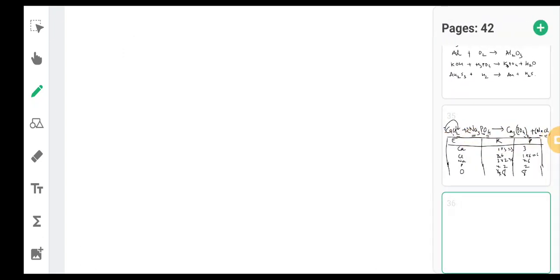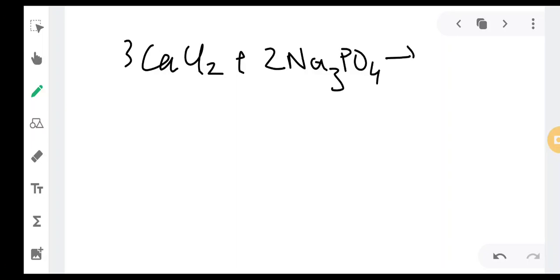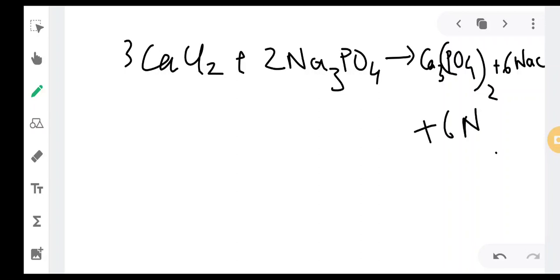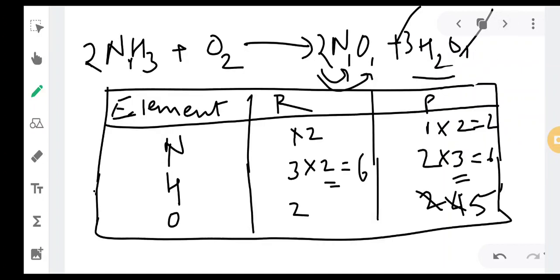Nothing but what will be the reaction? How we will write that reaction? We will write that reaction as 3CaCl2 plus 2Na3PO4 gives you nothing but Ca3(PO4)2, plus 6 times NaCl. Okay, so 6 times NaCl. If you want you can write it over here, 6 times NaCl. Since there is no space I am writing it in this format. You write it in the whole bunch format.